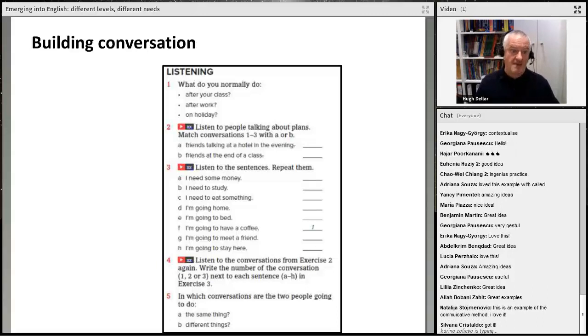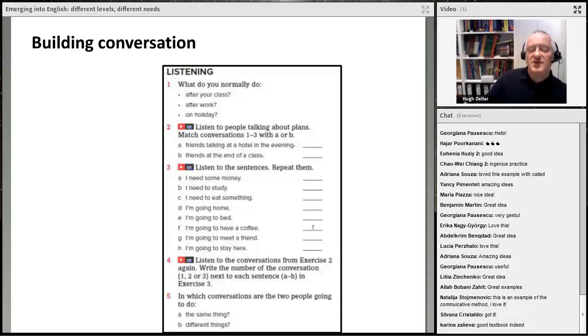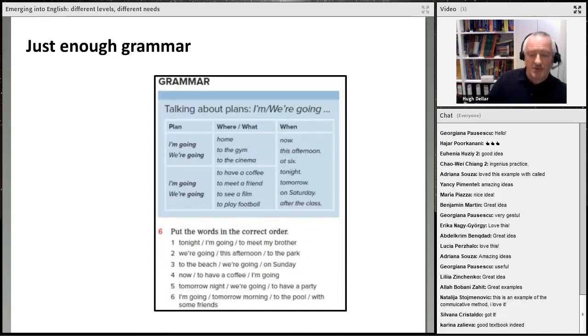You can walk there. And what you can then do is once you've introduced these, you can build on these and you can reuse them and recycle them more regularly in a way that I think mainstream courses traditionally haven't done. So here the students do a little listening. They hear people talking about their plans. They hear sentences like, I'm going home, I'm going to bed, I'm going to have a coffee. So there's a kind of receptive understanding.